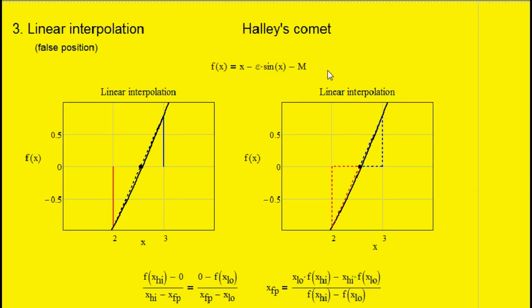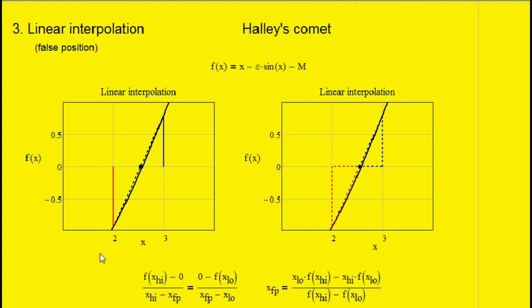We'll continue to use Halley's comet to illustrate our third numerical solution method, that of linear interpolation. So we start with the same function, f of x equals x minus epsilon times sine x minus M, for which we will look for the value of x that makes f of x 0. We start in a similar way to that for the bisection method. That is, we choose two values of x that straddle the root.